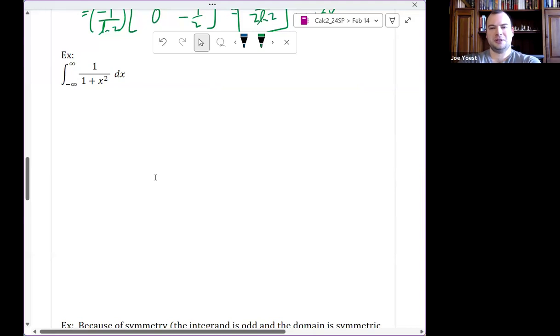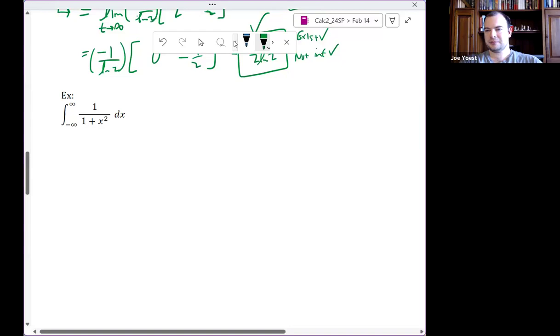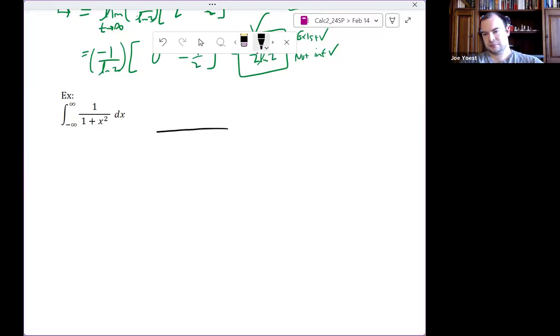Okay, so moving to this next example, the integral from minus infinity to infinity of 1 over 1 plus x squared dx. Let's draw a picture just to get an idea of what it looks like. We're going in both directions this time. You might recognize this as something along the lines of a normal distribution in stats, an e to the minus x squared thing. It has a hump in the middle and goes to 0 as we go away from 0.